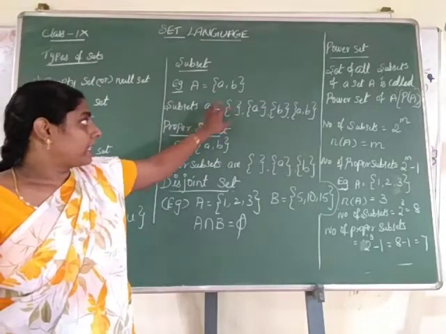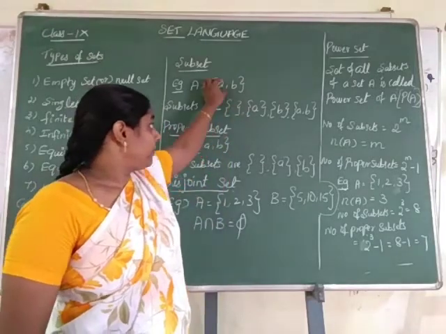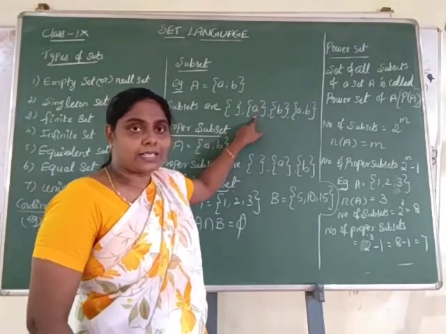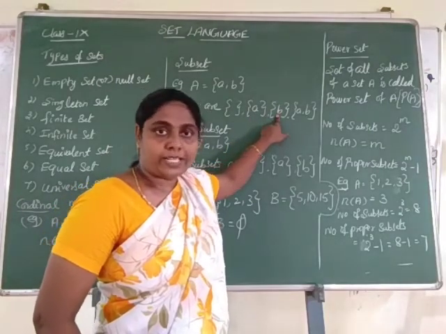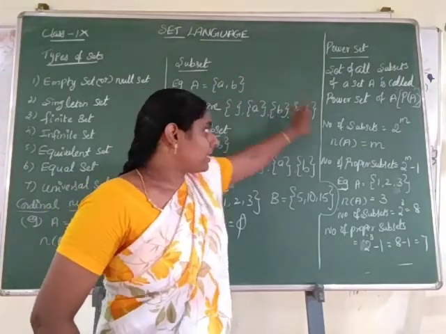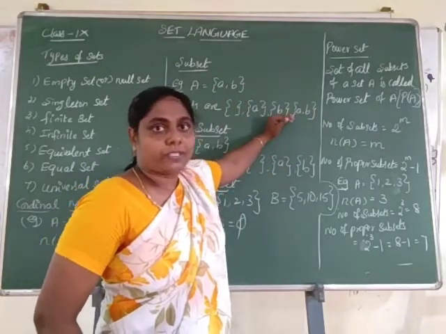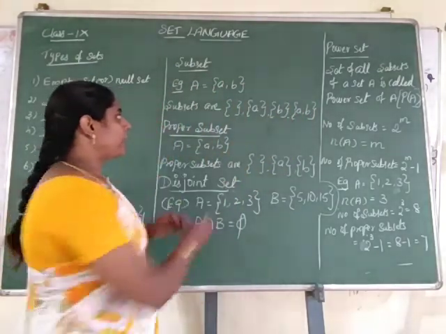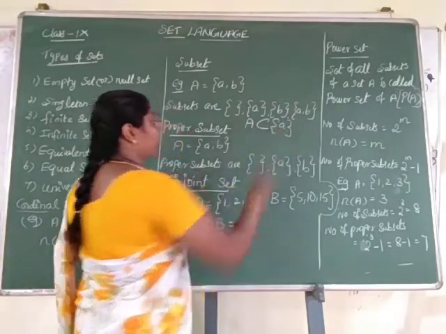Subsets of this set are: the empty set, it is also one of the subsets of the set. And the set of all a, that is one of the singleton sets of the set, it is also a subset. And a singleton set with b, it is also a subset. And the whole set, that is also a subset of the set. So these are all the subsets of the given set. That subset you have to denote as A is contained in, like this.